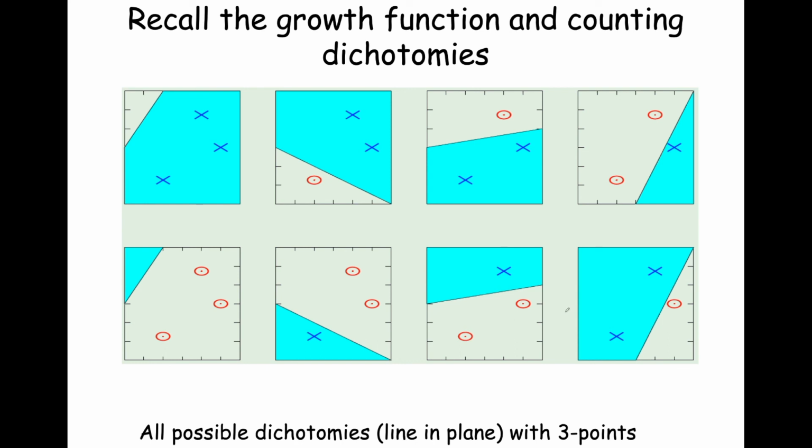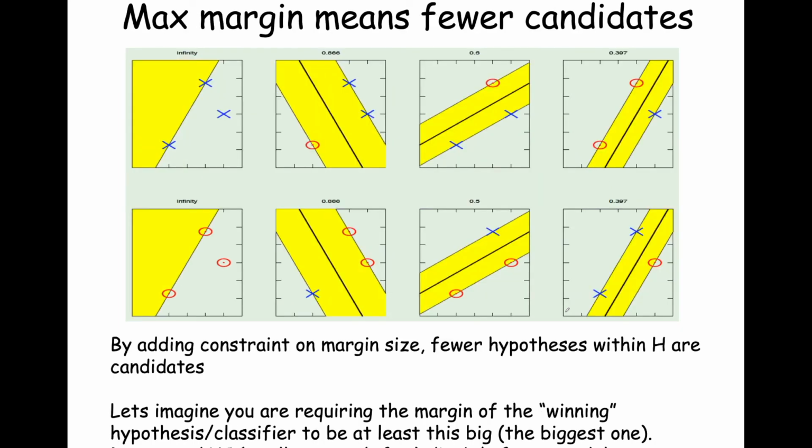And so these are all the possible dichotomies that you can generate, all 8 of them, using a line in the plane, given a data set of size 3. Okay, so now if we took into consideration not only just the hyperplane, but also the margin, we want a large margin, as large as we can get it, well, now we're ruling out some of these choices for the hypothesis that we can consider.